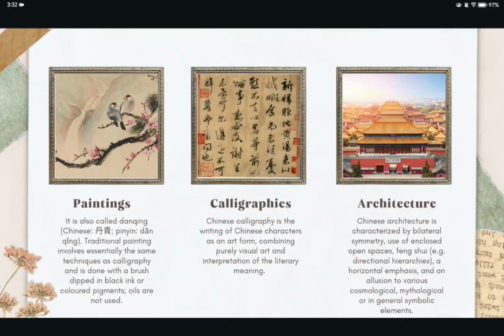Calligraphies. Chinese calligraphy is the writing of Chinese characters as an art form, combining purely visual art and the interpretation of the literary meaning. Architecture. Chinese architecture is characterized by bilateral symmetry, use of enclosed open spaces, feng shui, a horizontal emphasis, and an allusion to various cosmological, mythological, or in general, symbolic elements.